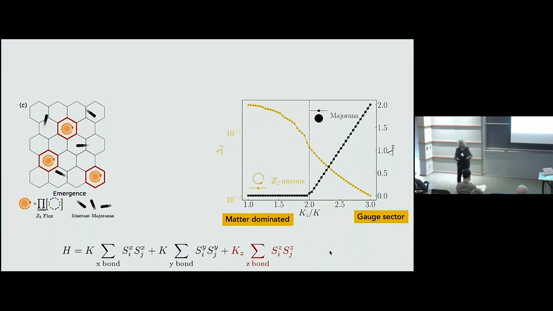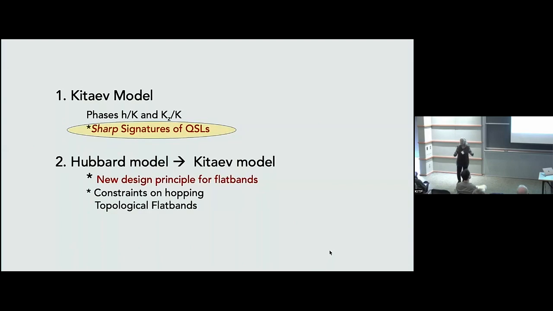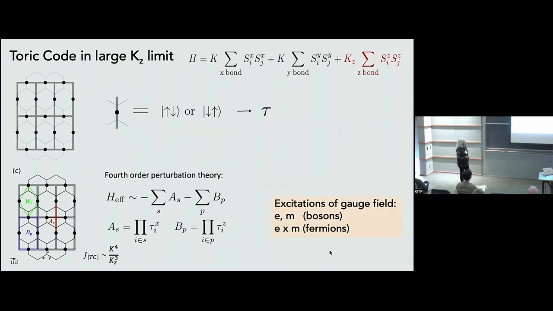Okay, so can we use this to somehow see a sharp signature? So this is the calculation we have done. First of all, from the honeycomb, the way you get into the toric code is essentially at large KZ. You can concentrate on the degrees of freedom on that bond, and the low energy sector, in this case I'm considering antiferromagnetic coupling, so the low energy sector is up down or down up, so we can construct a new tau qubit. And in terms of that, you can get an effective toric code Hamiltonian.